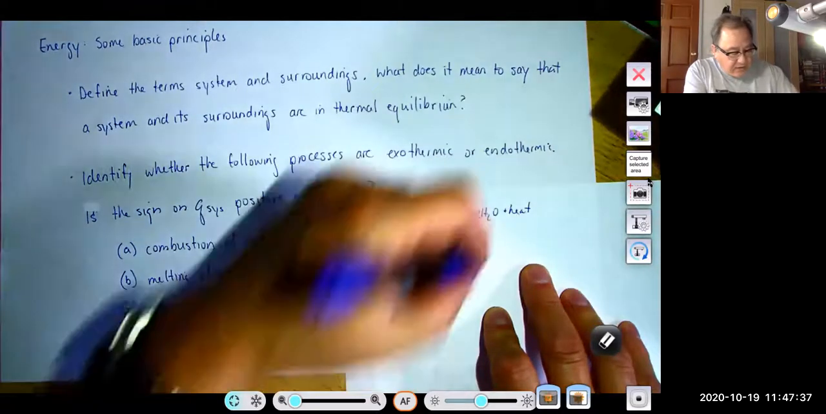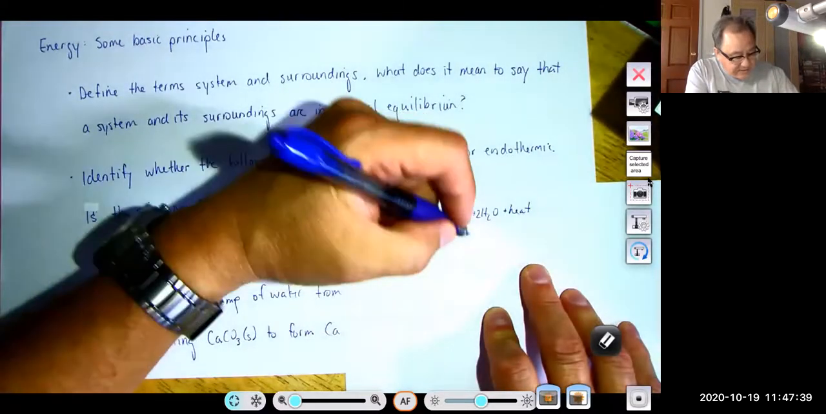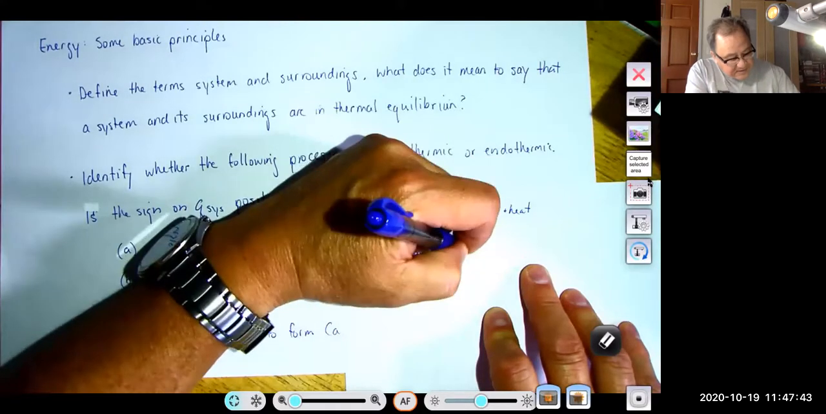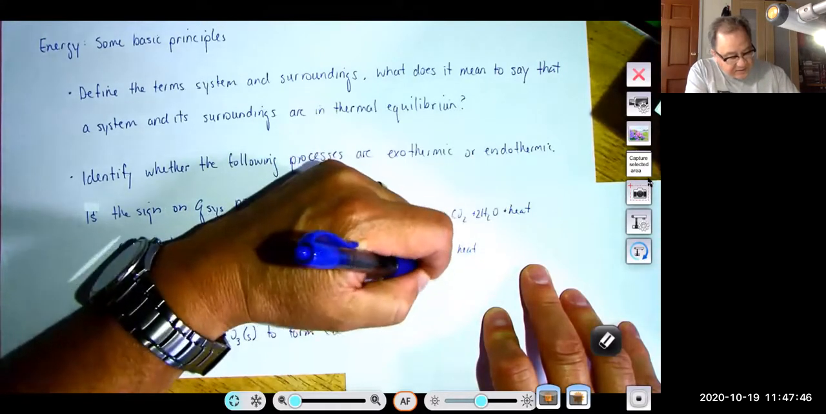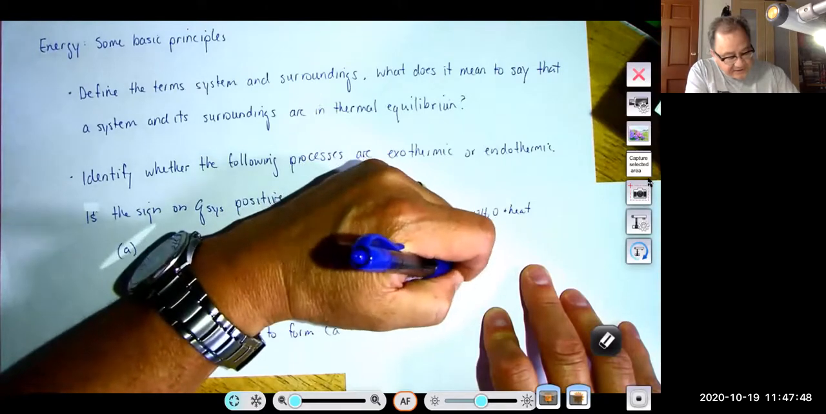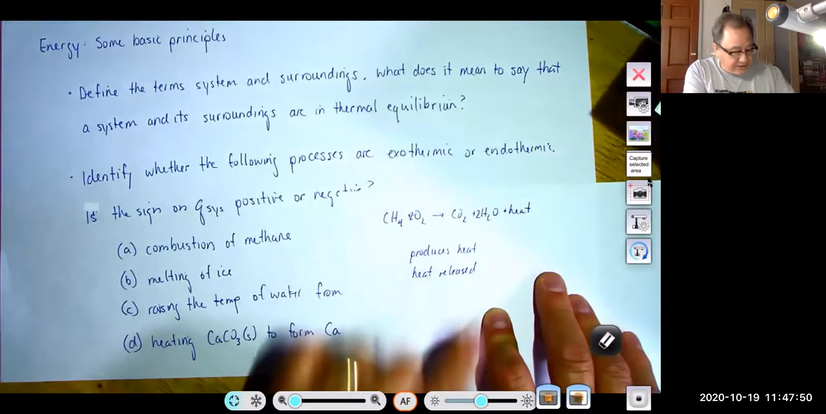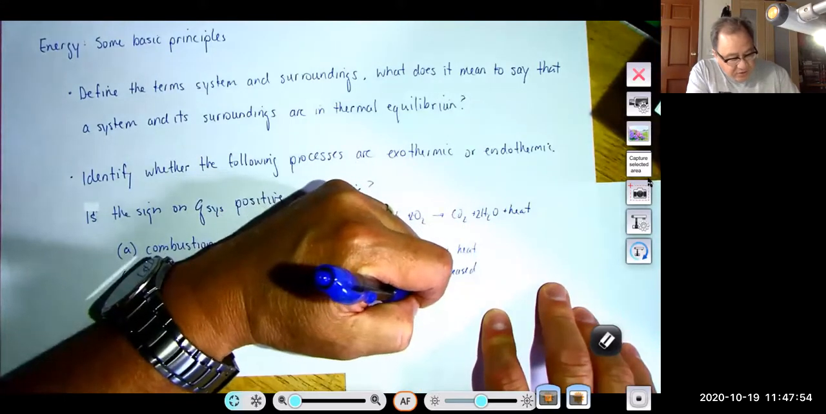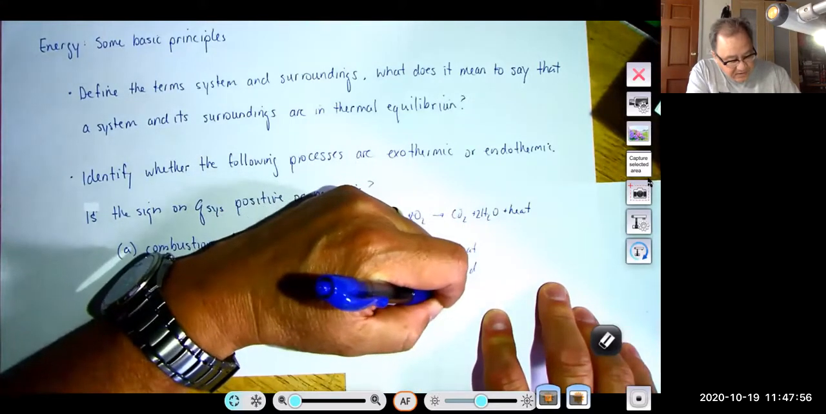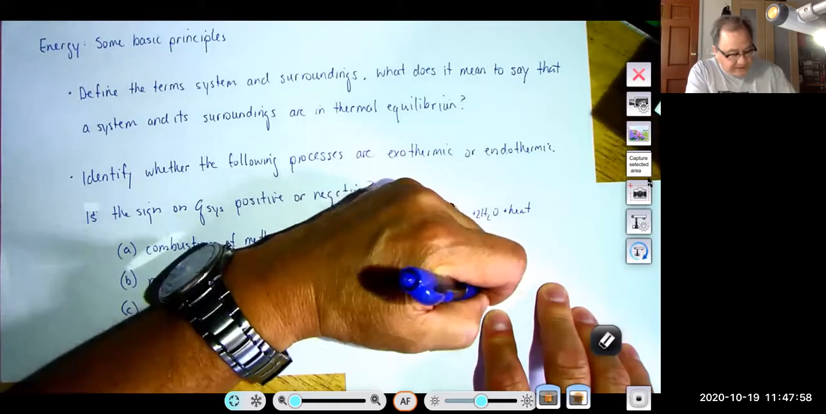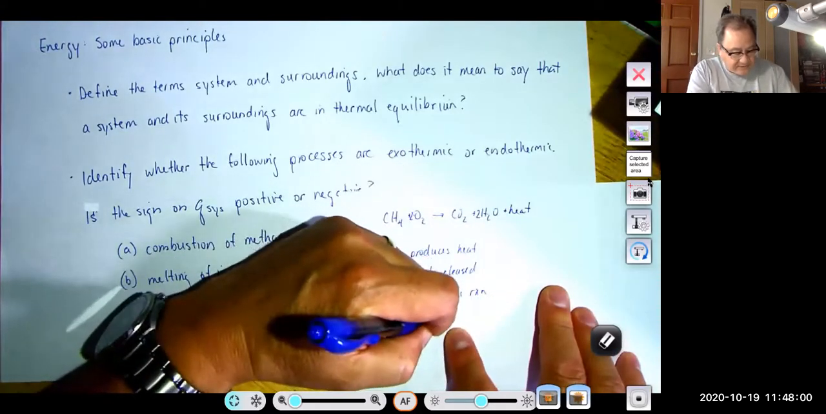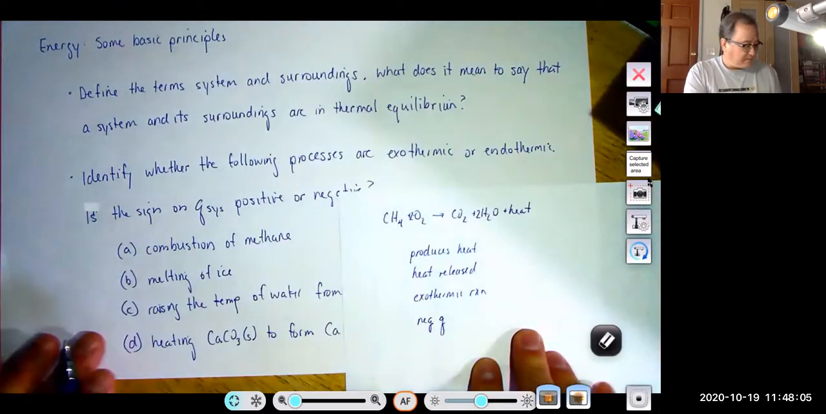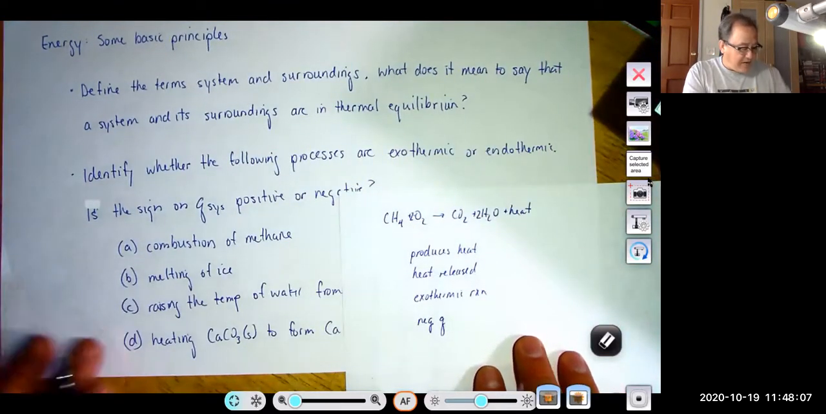So here, when you produce heat, that means that heat is released. Same thing as produced is released. And so here, that would be an exothermic reaction. And because it's exothermic, it's negative, a negative Q, if you will. Okay, so that would be A.